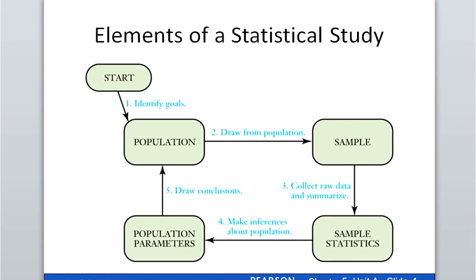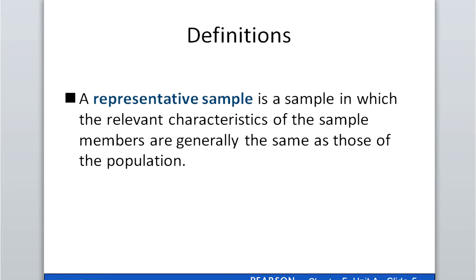So again, we start with our goal, we figure out the population. We typically can't talk to the whole population, so instead we draw a sample. We get information from the sample called statistics. We make inferences about what we think the population parameters are, which lets us draw conclusions about the whole population. We really hope that our sample is representative. We really hope that our sample is a very good match to the whole population, just on a smaller scale.